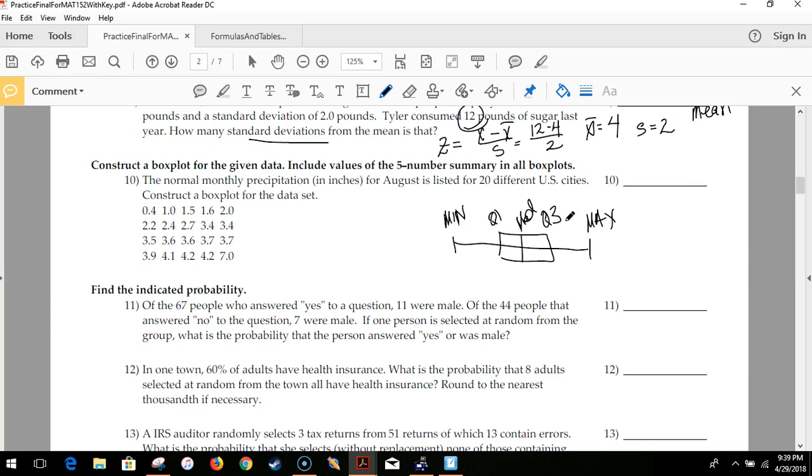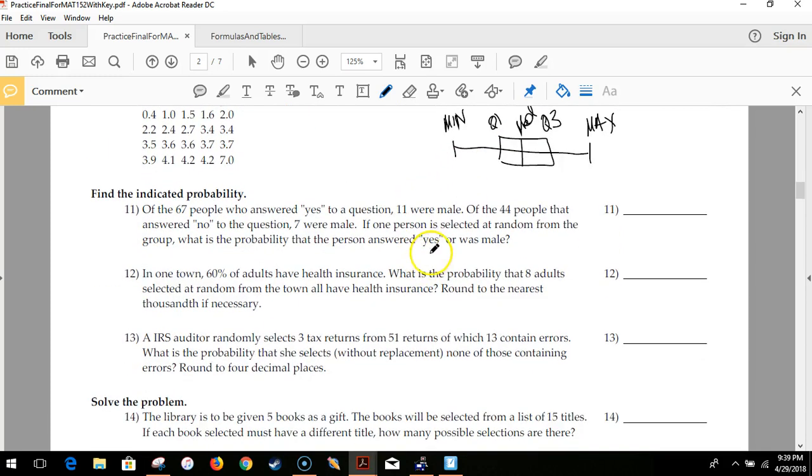So the first 11-ish questions are going to be from that first test from chapters 1, 2, and 3. The next about 11 or so will be from the chapter 4, 5, 6 test. So let's start with chapter 4.